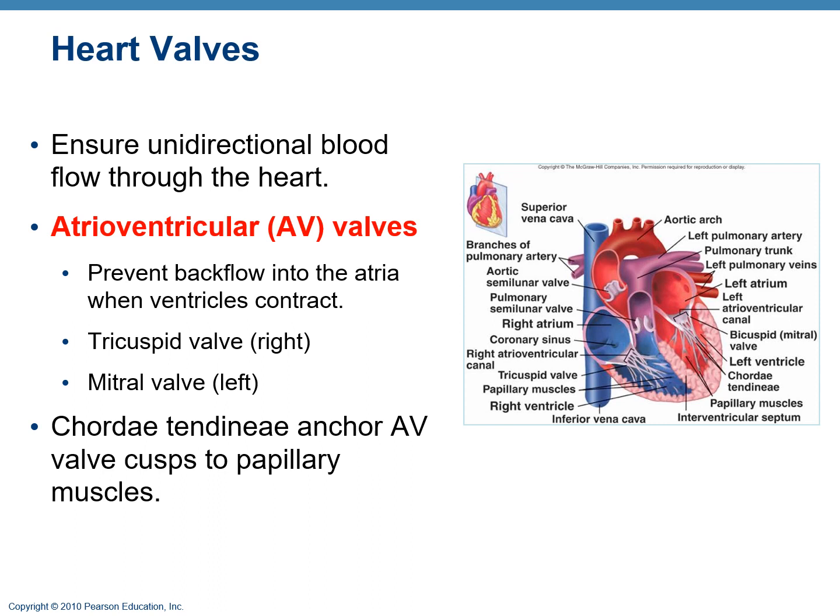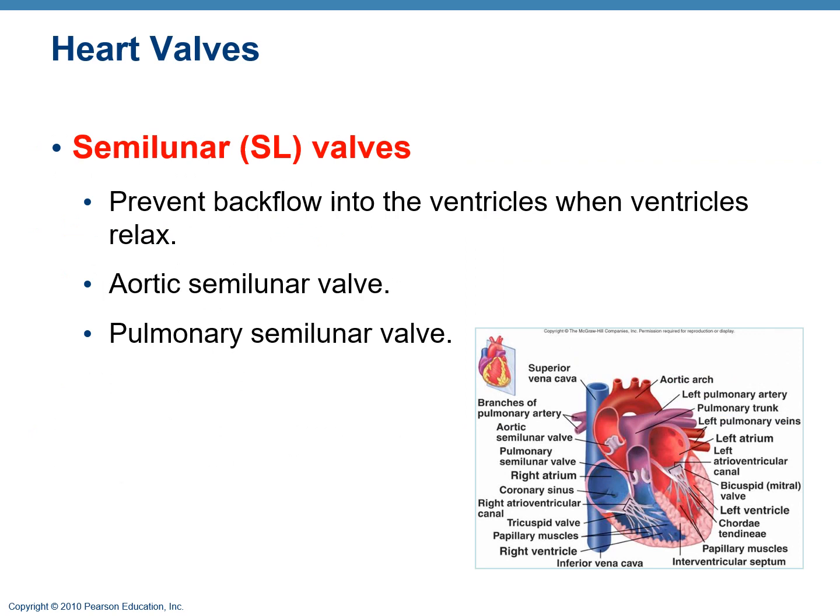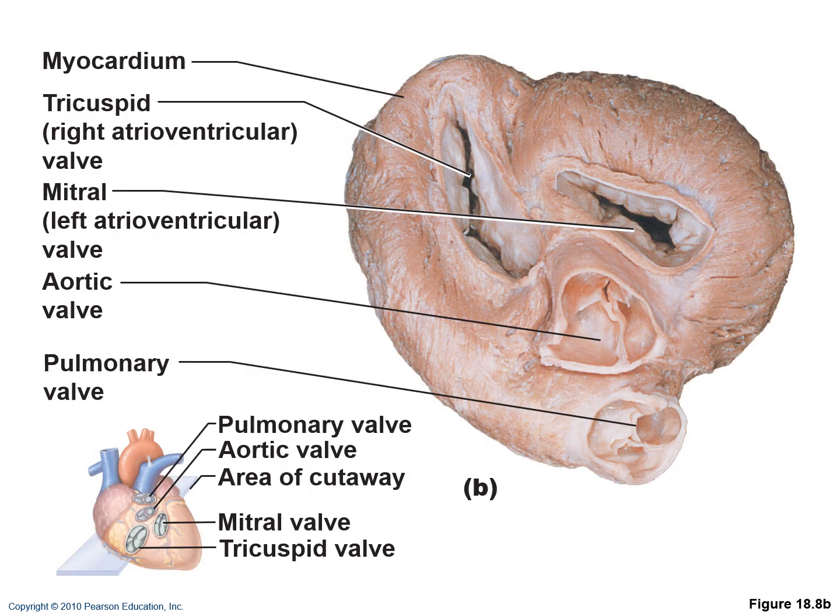On the bottom part, the posterior surface of those AV valves, we have something called chordae tendineae, aka heartstrings, that anchor the cusps of those AV valves to the papillary muscles which are embedded in the ventricular wall. The semilunar valves are between the ventricles and either the pulmonary trunk on the right or the aorta on the left. So we have the aortic semilunar valve and the pulmonary semilunar valve.